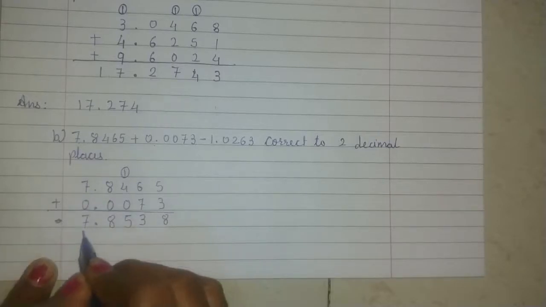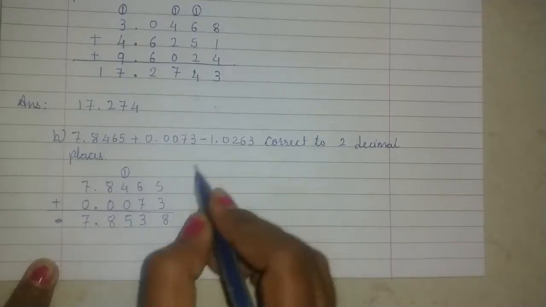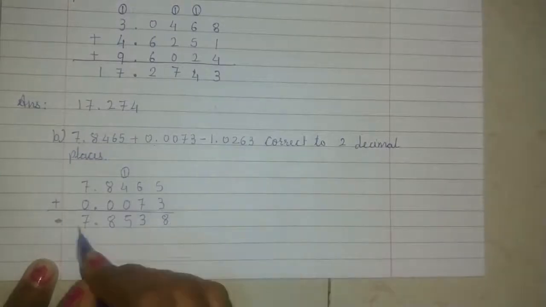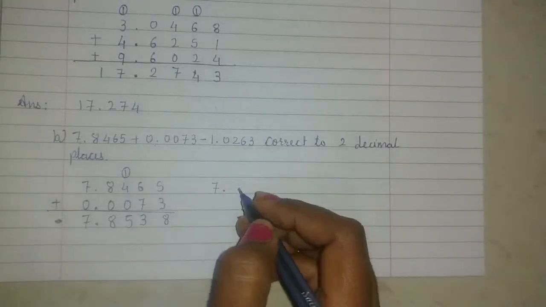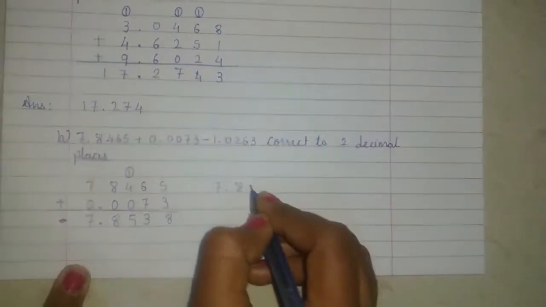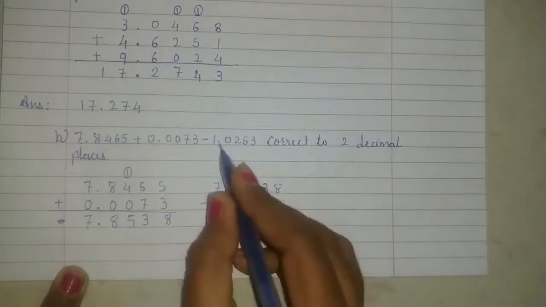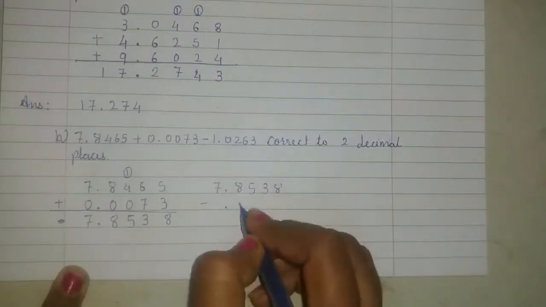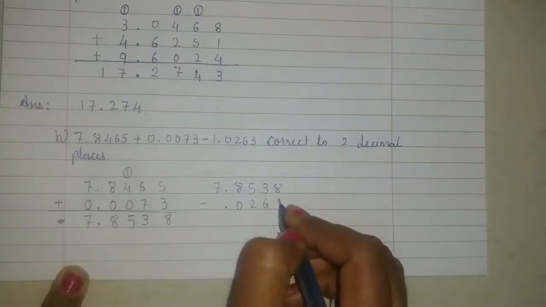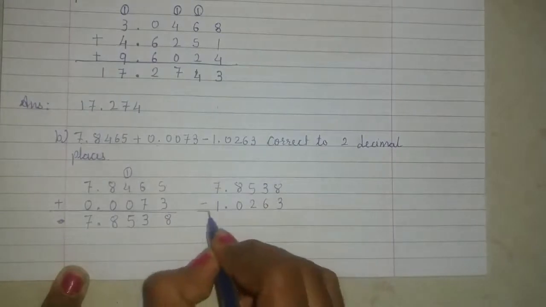Now we got, students, here 7.8538. So we'll subtract this number from this number. So we'll write here 7.8538 minus, here we'll keep the point first and after the point what is there? 0263 and before the point there is 1. So we'll write over here 1.